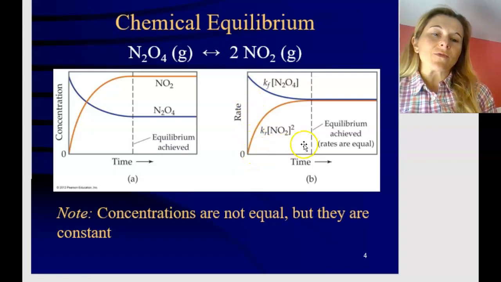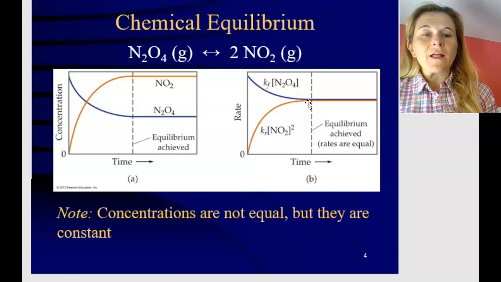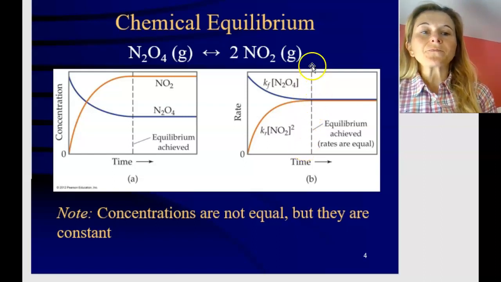And as we move forward through time, at a certain point, the rate at which they are being produced or used up becomes equal. So when we talk about chemical equilibrium, we're talking about the moment that the rate of products being produced and reactants being used becomes equal. So rates are equal, and we see right here. And so this line is the point at which equilibrium is achieved, meaning the rates are equal.